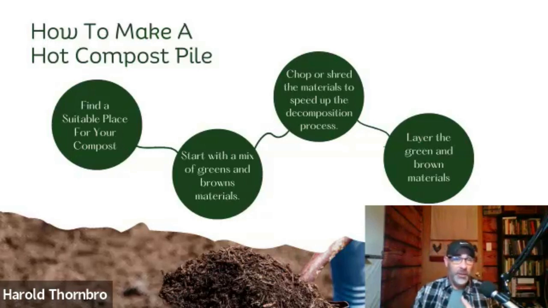Start with a mix of greens and brown materials. So just start gathering up your greens and browns. We're not putting them in there yet, because we're going to talk about that in a second. Just gather them up, get them ready. What do I mean by greens and browns? Greens are your nitrogen-rich things. These are going to be your food scraps.